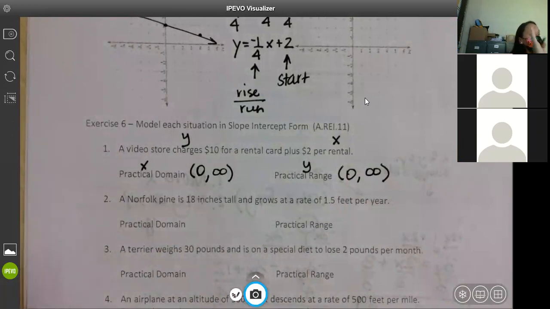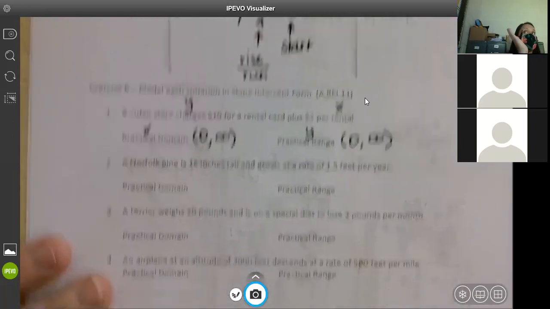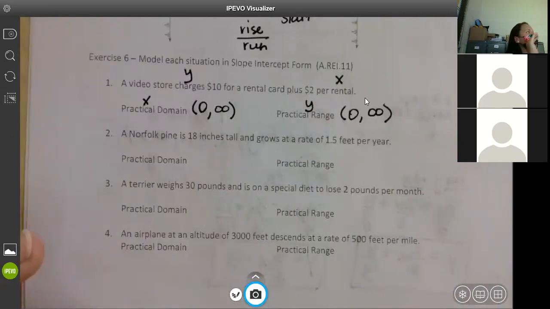Let's skip number 2 for a minute, and number 3, I'll put it in better perspective for you, okay? So always the losing ones or the decreasing ones will help you understand practical domain and range better. So a terrier weighs 30 pounds and is on a special diet to lose 2 pounds per month. 2 pounds per month. Okay, you ready? Let's start with our range. That's how much it weighs.